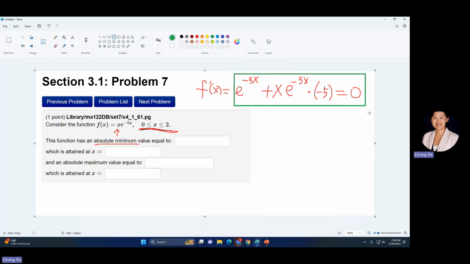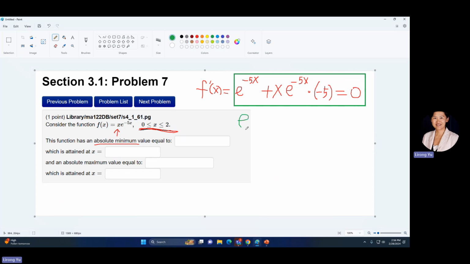All right, critical point for a function, there are two kinds: when the derivative equals 0 or when the derivative is undefined. But the exponential function is always well defined for any x value, so we don't have any undefined point. That's why when you try to determine the critical point, this is the only one that you can solve for.